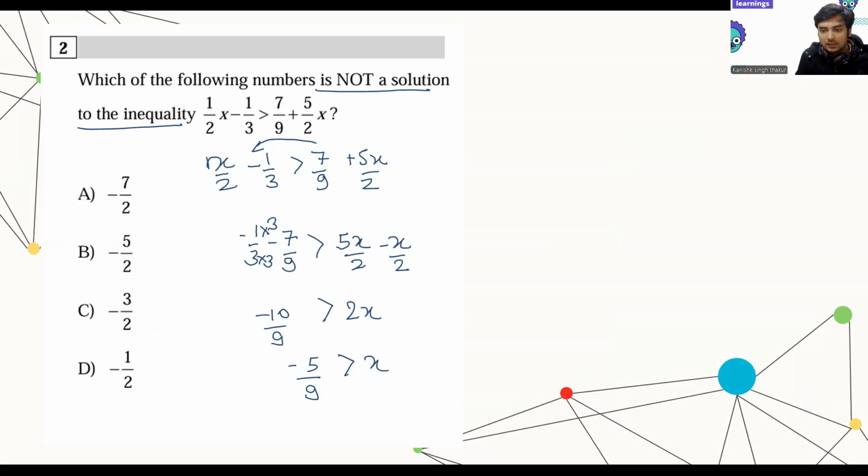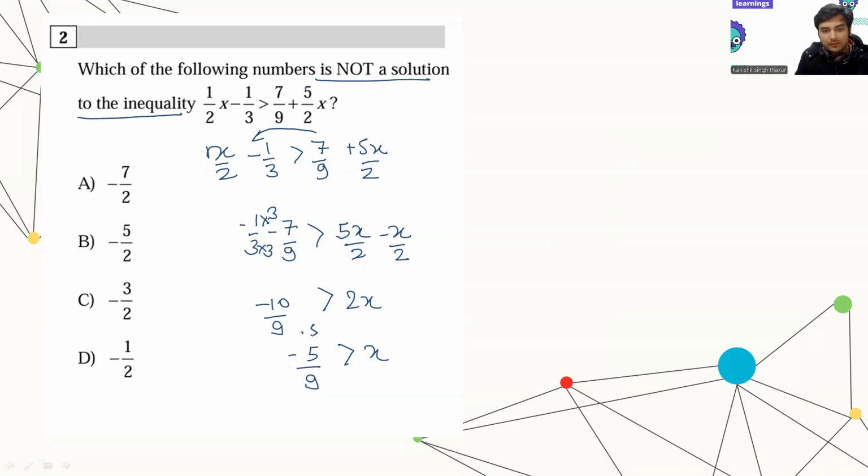Whatever answer would be greater than minus 5 over 9, that we will neglect here. Okay. So what are they? This is coming out to be about 0.5, something like that, right? Anything more than that is not your answer, right? So 0.5, 0.25, this is 0.15. This can be the answer. This half cannot be the answer, right? Not a solution, it is given. So our answer would be half.